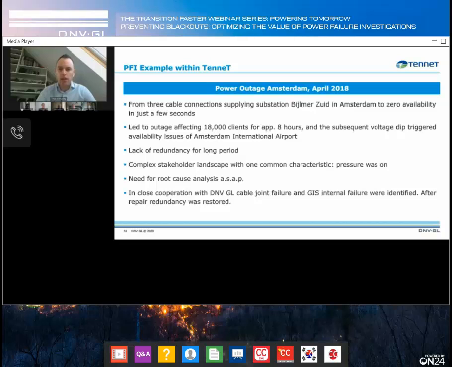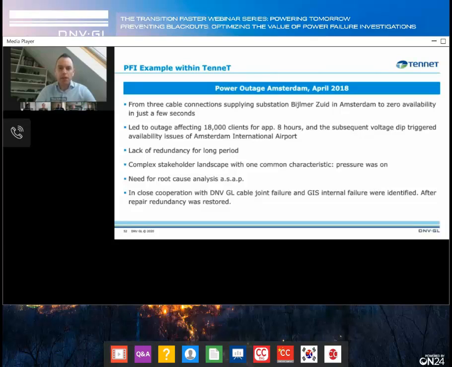And that was not all. The subsequent voltage dip also triggered availability issues at Amsterdam International Airport. And that's, of course, as a TSO, how you do not want to reach the newspaper headlines the next morning. So you can imagine that there was a lot of pressure on TenneT at that moment, also because there was a lack of redundancy for quite a long period.